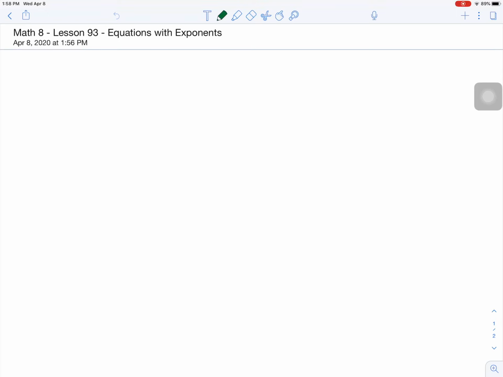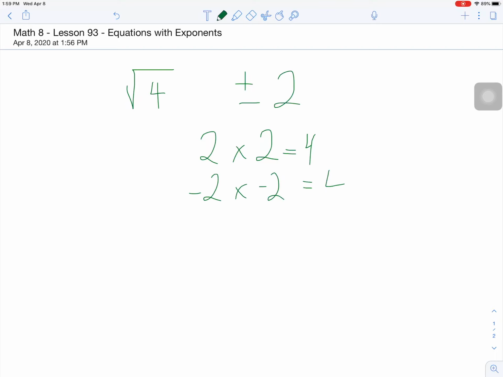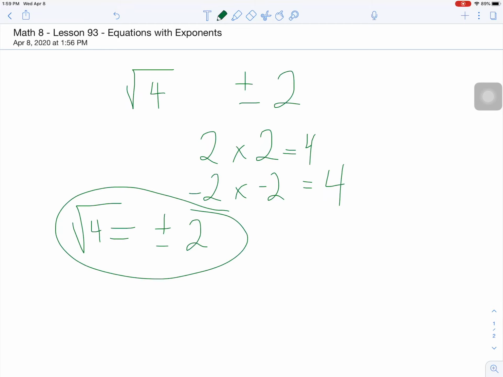Going to talk about equations with exponents. One of the things you've done is you've worked with square roots and stuff like that, and you know that when you look at, for example, the square root of 4, it can have an answer of positive or minus 2, because 2 times 2 could be 4, and negative 2 times negative 2 could be 4 as well. That is one concept that they're going to be looking at. So when you look at the square root of 4 equals plus or minus 2, that's going to be part of the answers that you're looking at.